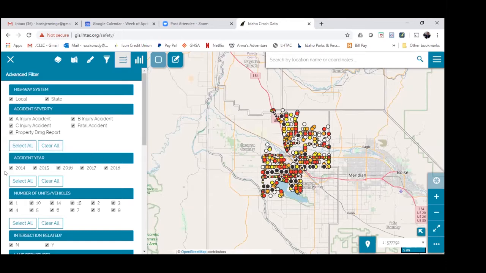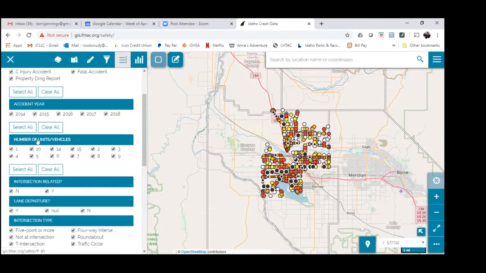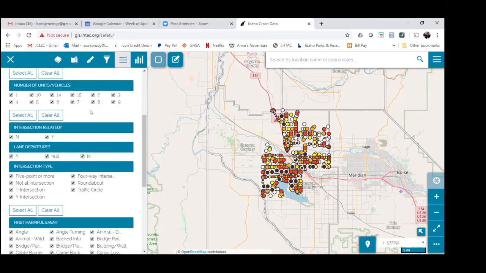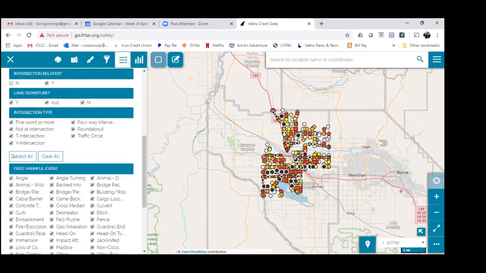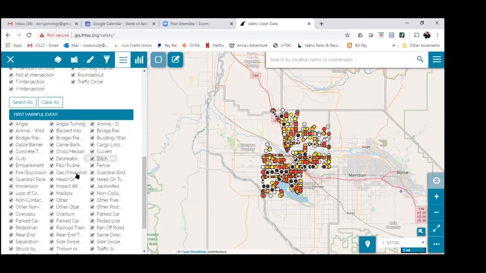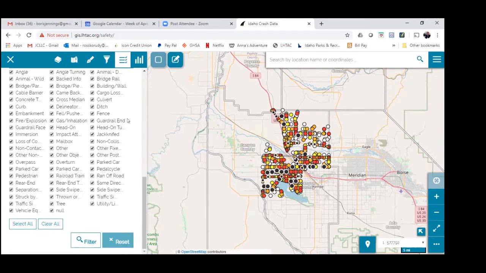Of course, as we said yesterday, we want five years' worth of data. That's ideal. The number of vehicle units and so on, just leave that alone. Those tie back to what is coded onto the crash report. Just leave all of those buttons clicked all the time because that'll give you all the data you need. Intersection related: yes, it's intersection related, but I know I want to go to an intersection, so I'm going to click no for crashes that aren't on the intersection. I'd like to go ahead and get rid of those. For the intersection type, I want to make sure I click all of those, and for the first harmful event, make sure you just have all of those clicked. They're preset that way.